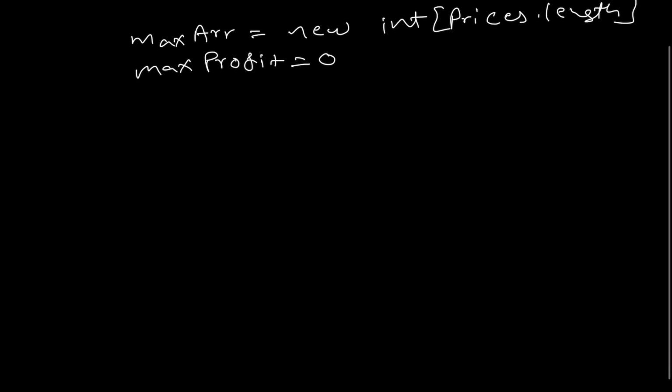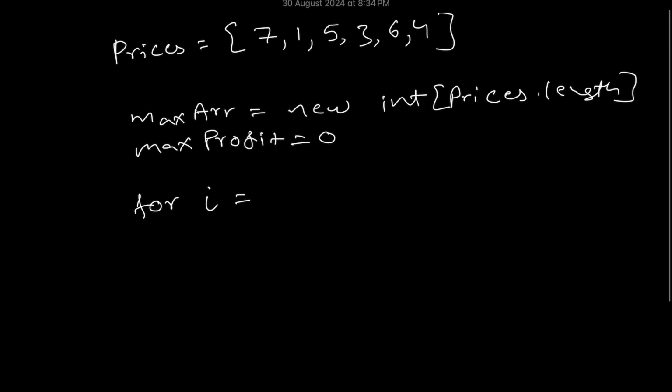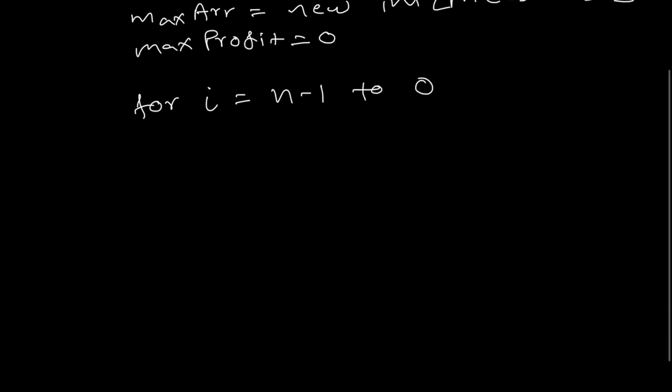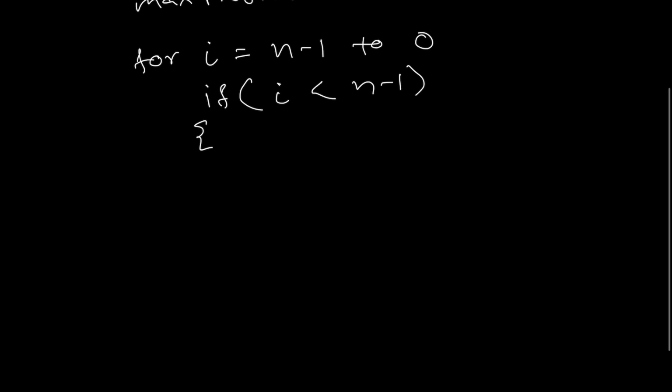Let's start. We'll have a first for loop to create the max array. For I, we want to iterate from 4 to 7, so it is a reverse iteration, from n minus 1 to 0. For the last element there will be no comparison, so I'll write the code: if I is less than n minus 1, then only do the comparison part.